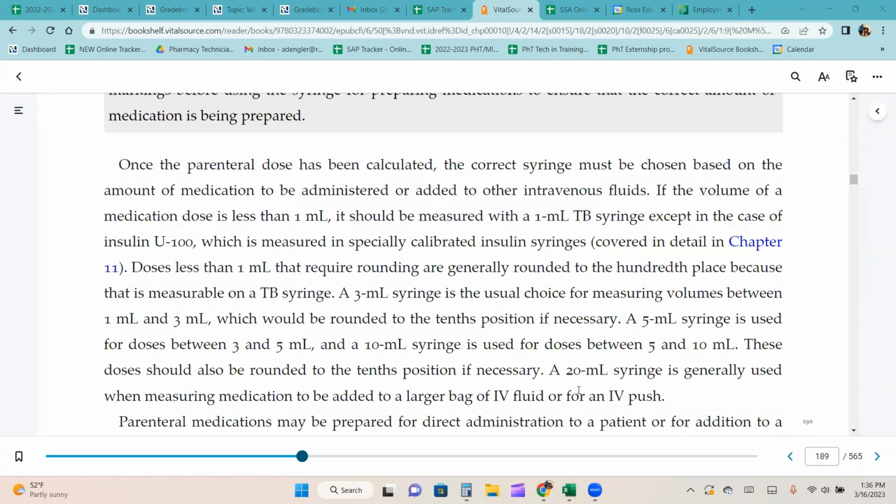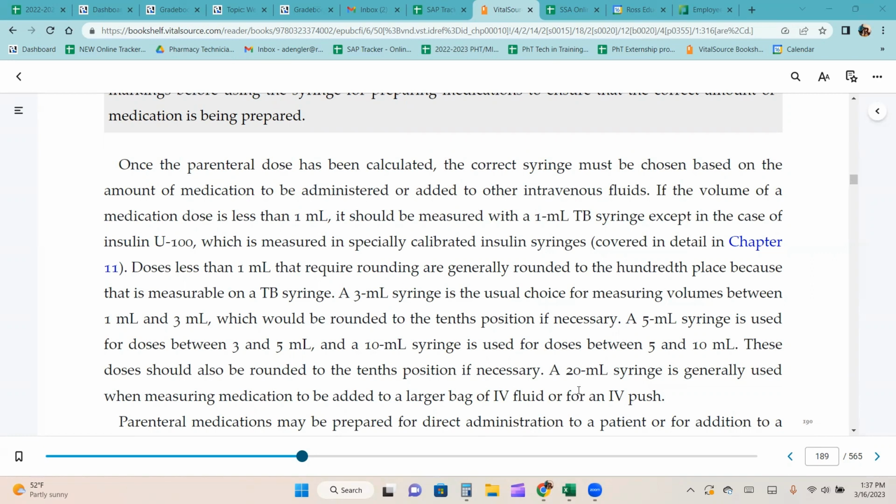Once the parenteral dose has been calculated, the correct syringe must be chosen based on the amount of medication to be administered or added to the intravenous fluids. If the volume of a medication dose is less than 1 ml, it should be measured with a 1 ml TB syringe, except in the case of insulin U100, which is measured in specially calibrated insulin syringes. Doses less than 1 ml that require rounding are generally rounded to the hundredths place because that is measurable on a TB syringe. A 3 ml syringe is a usual choice for measuring volumes between 1 and 3 ml, which would be rounded to the tenths position if necessary.